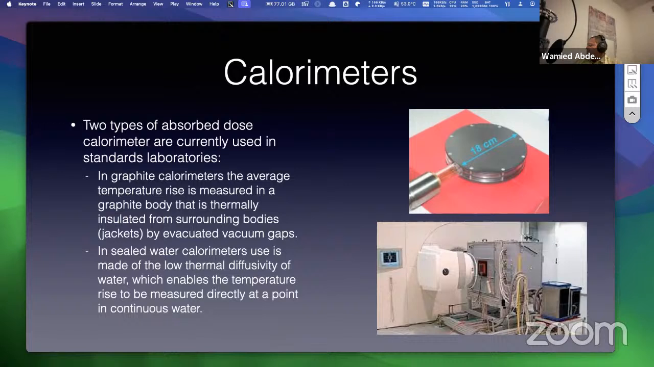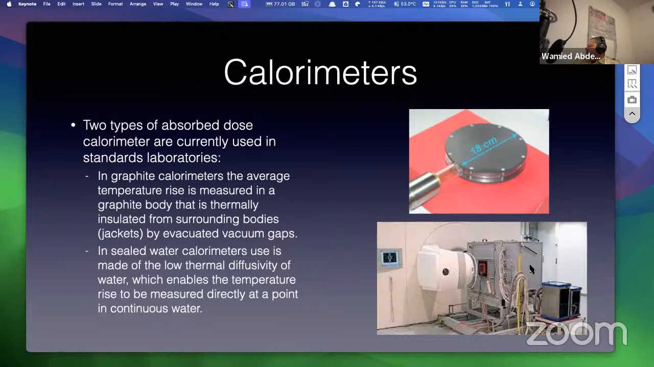There are two types of calorimeters that are currently used in standards labs. One is a graphite calorimeter, where we measure the temperature before we shoot the beam, then deliver some radiation, and then measure the temperature of the dosimeter after it has been irradiated. So the change is due to radiation, and then we can relate that to the absorbed dose in the dosimeter.